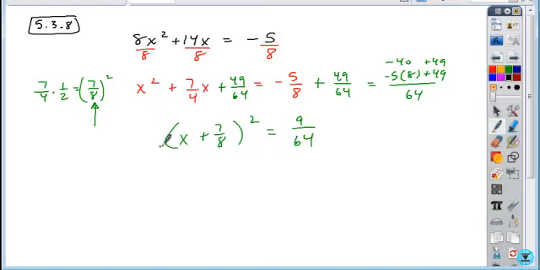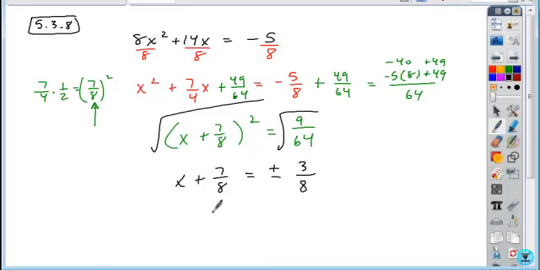And once I get to this step, I can extract my square root. When I extract the square root, I'm left with x plus 7/8 is equal to, always take into consideration the positive and negative root. Square root of 9 is 3, square root of 64 is 8. And then my final step here is to subtract 7/8 from both sides. Whatever you perform to both sides in this step, you write it in front of the plus or minus.